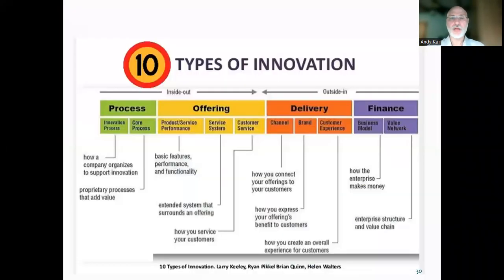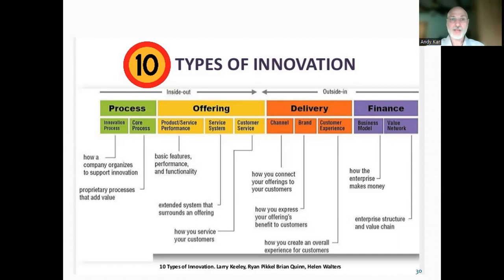Here we have the 10 types of innovation. We have the inside out, process and offering, and the outside in, delivery and finance. So we have the process, which has to do with the innovation process, how a company organizes to support innovation. Core processes, proprietary processes that add value. Core processes are the processes that are aiming at the final product and that are very essential for our business. We have the core processes and the processes which are operating in the background and are helping the core processes to succeed.